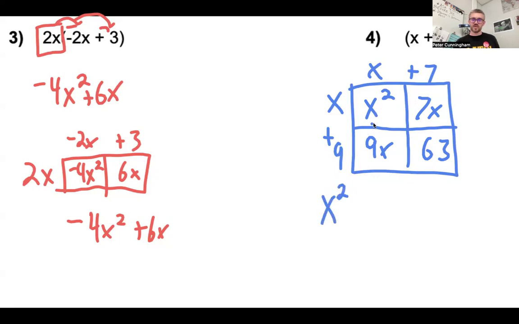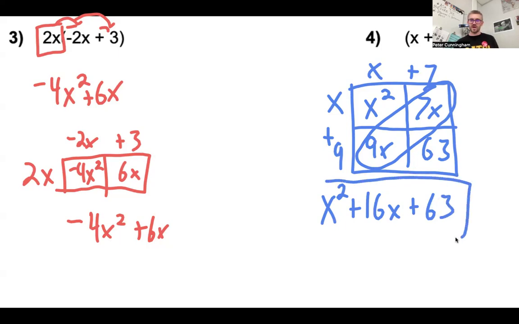There's nothing to combine it with. 9 and 7. Remember, on the inside, we're adding those. So that'll give me 16x. We already multiplied 9 and 7 to get 63 on the outside. 9 and 7 multiply to be 63. They add up to be 16. So my final answer right here.